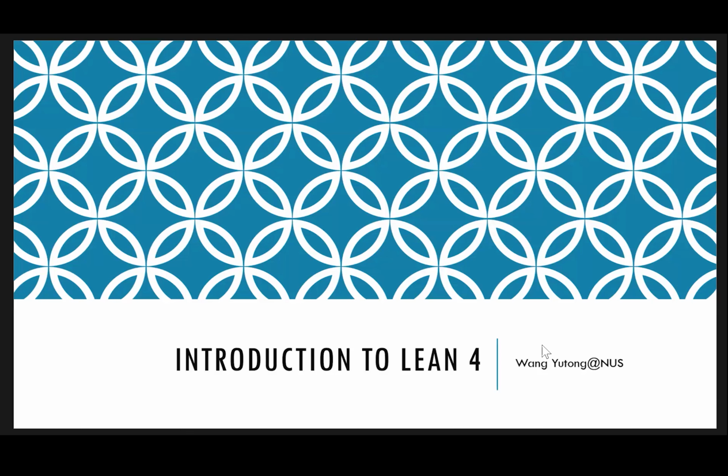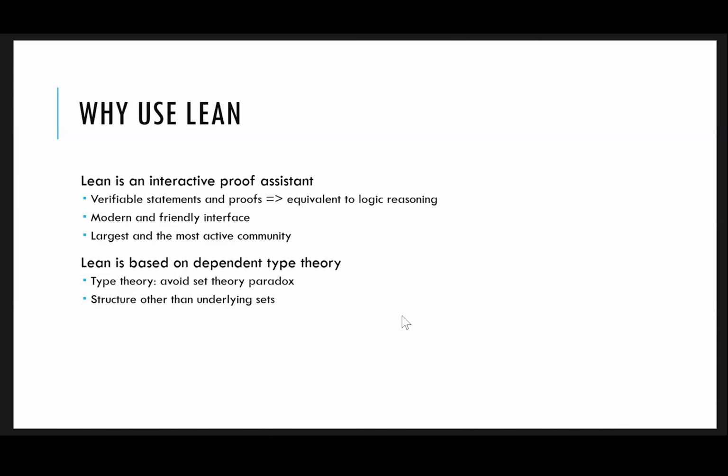So first, the problem is why we use Lean to formalize statements. The first thing is that Lean is an interactive proof assistant. It has verifiable statements and proofs. It's completely equivalent to logic reasoning, I will explain later. And second, it has a modern friendly interface and it has the largest community in the world. At least at this time period, Lean is the most famous formal proof verifier in the world.